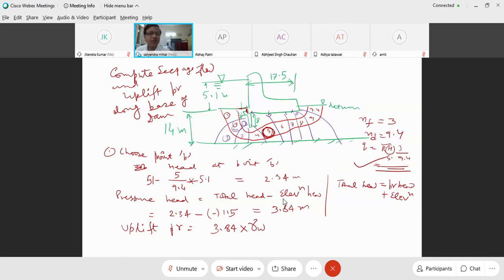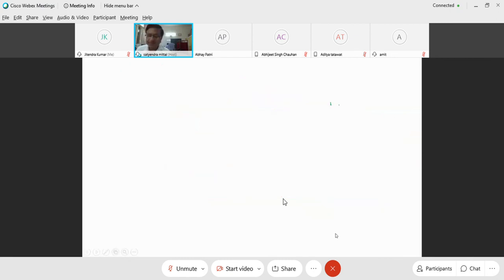Gamma W, we know, is the unit weight of water, 9.81 kilonewton per cubic meter, right? So this comes out as 37.6 kilonewton per meter square. Now, you will calculate the pressure like this at every point.